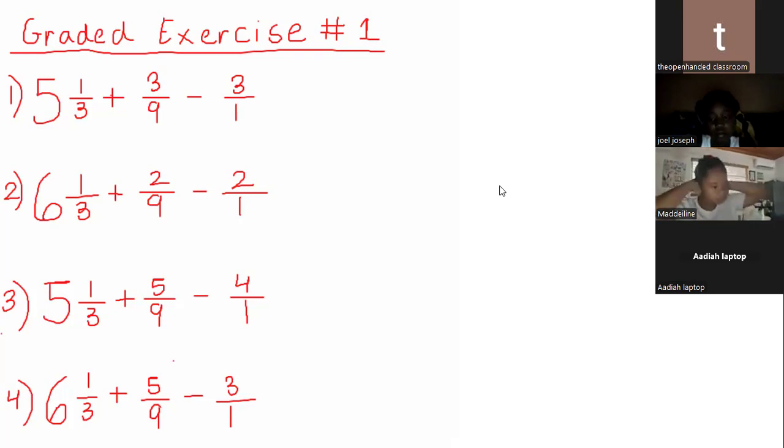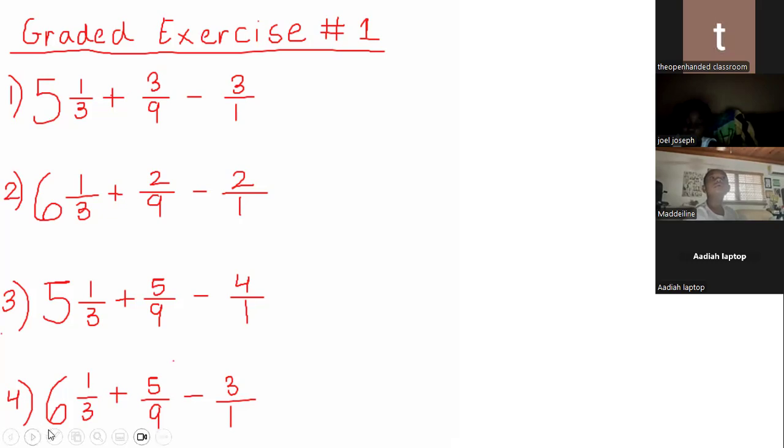So you have 5 and 1 over 3 plus 3 over 9 minus 3 over 1. What's the first thing that you did? I found the LCM. How about changing 5 and 1 over 3 into an improper fraction? Did you do that? No, sir.